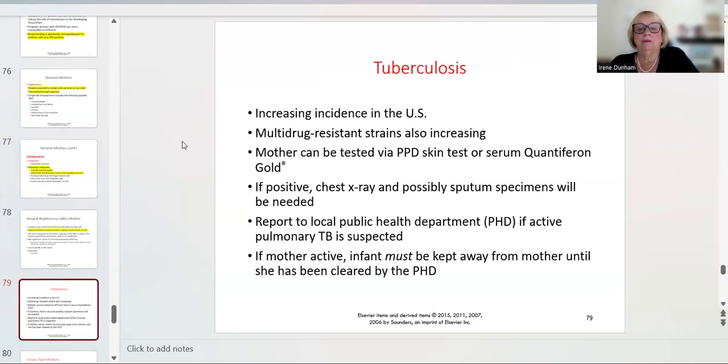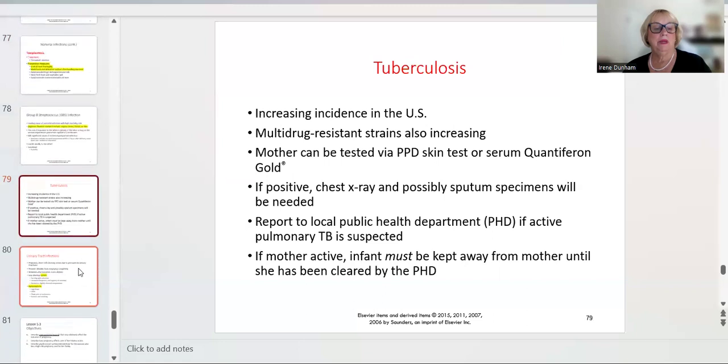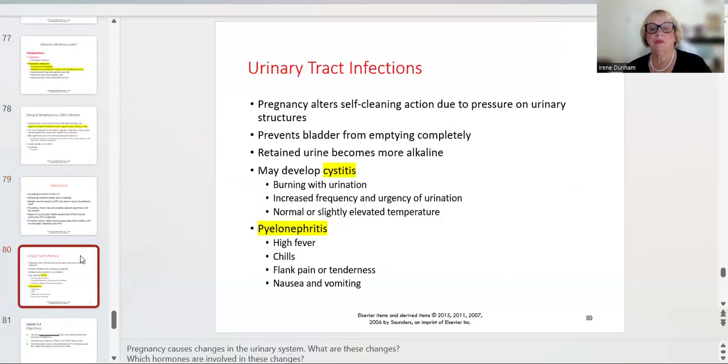TB. I made a slide on TB, so you have it. If the mother has active TB, the infant must be kept away from the mom until she's been cleared by the public health department. They do a PPD test, you have your chest x-ray if the other one's positive, and you just have to follow up.